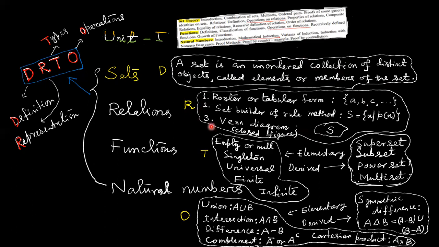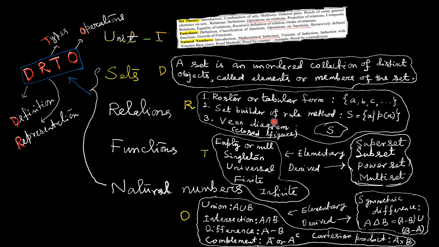There are 3 different methods to represent the set. First one is roster or tabular form. In roster or tabular form, we write all the elements separated by commas. If there are a finite number of elements, then we can write all the elements. And if there is an infinite number of elements, then we can write a triple dot to show that the elements will continue on.